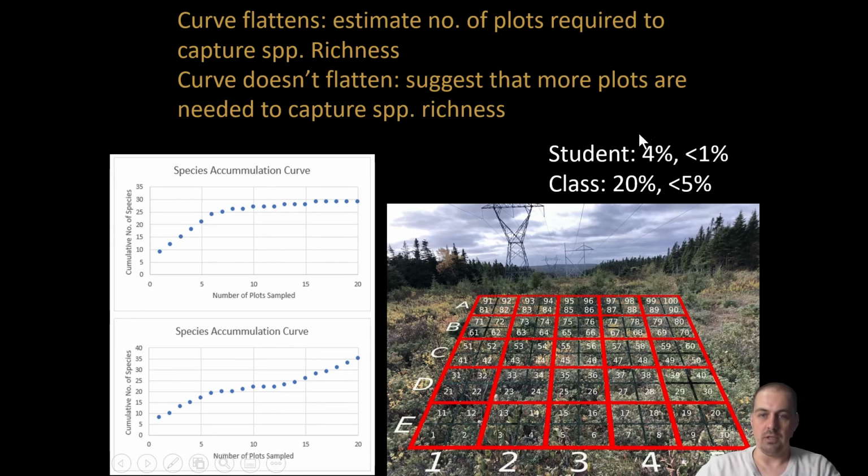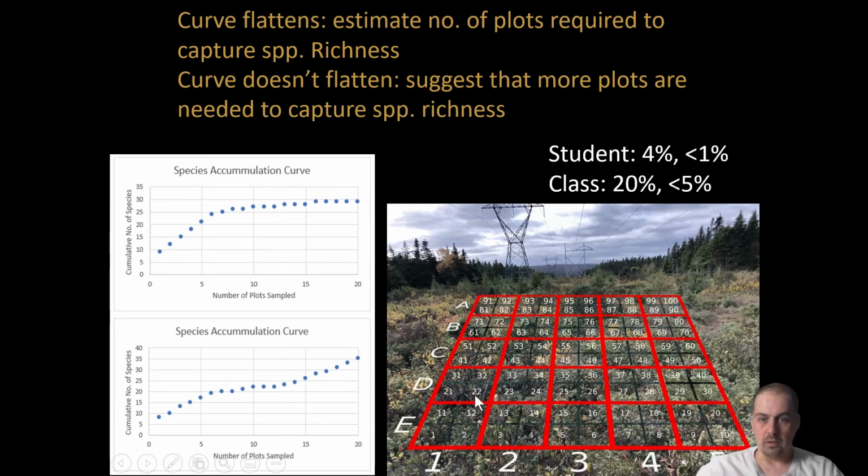In terms of the student data, the trees and shrubs that were sampled represent approximately 4% of all of the data here. So student data does 4 plots, and there's 100 plots here, so 4%. In terms of the herbaceous, it was less than a quarter of each of these plots, so it's less than 1% in total. The class data represents 20% of this entire plot, and in terms of trees and in terms of herbaceous plants, less than 5%. So that's just something to keep in mind. You don't have to actually include these numbers in your report, but it gives you an idea of why the curve might flatten or why it might not flatten.